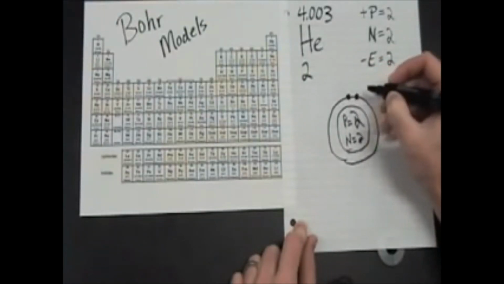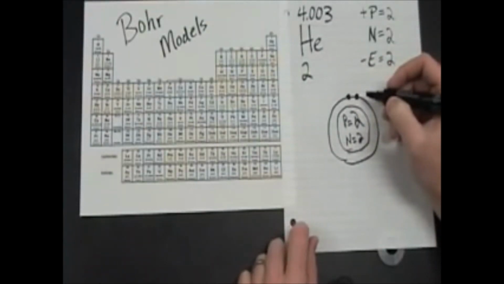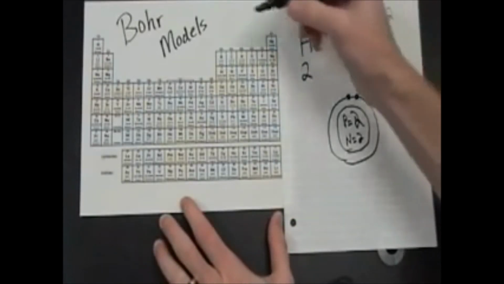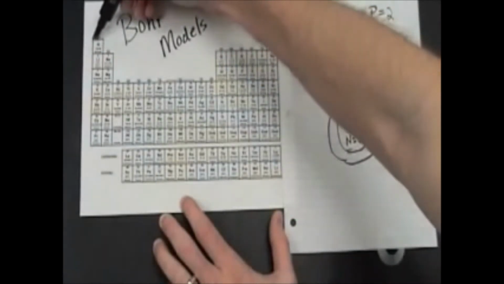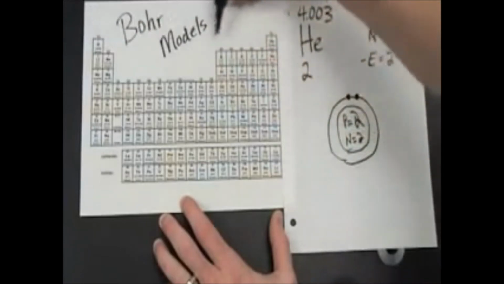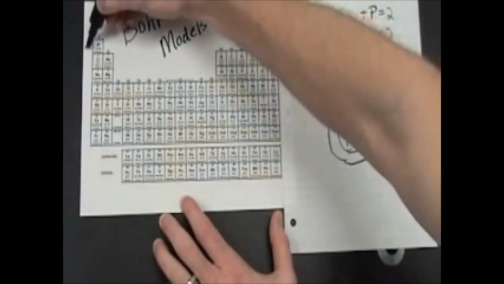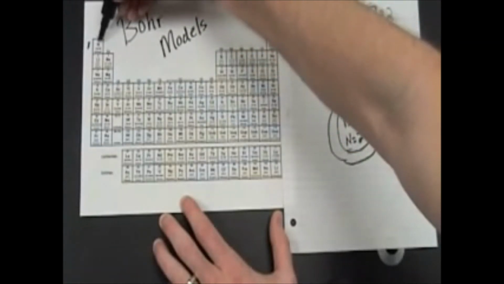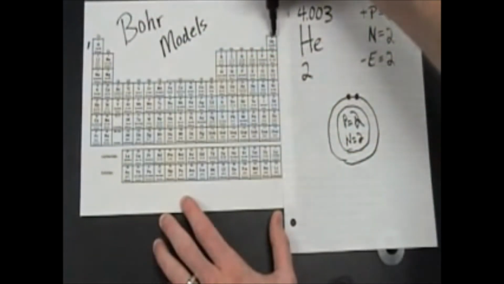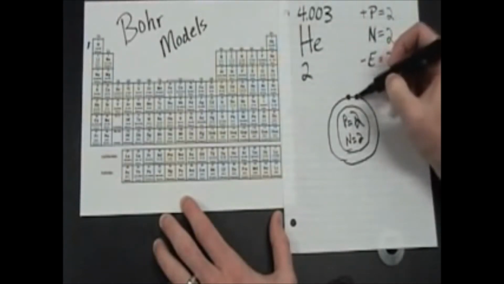Here and here. Now the first shell of a Bohr model, we can look over here at the periodic table. On the periodic table, the first shell corresponds to the first period. Periods go side to side. Groups and families go up and down. So here's the first period right here. And in the first period you can see there's 1, 2 elements. Since there are 2 elements in the first period, you can also only fit 2 electrons in the first energy level.